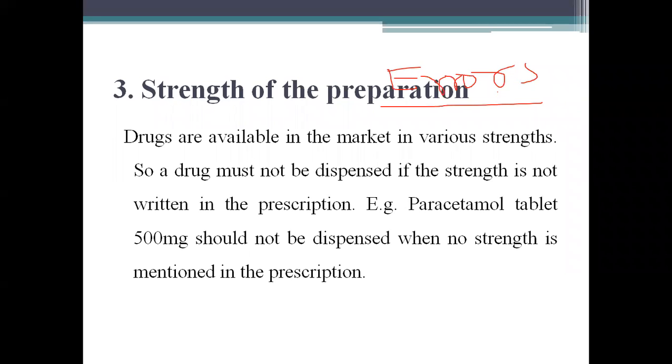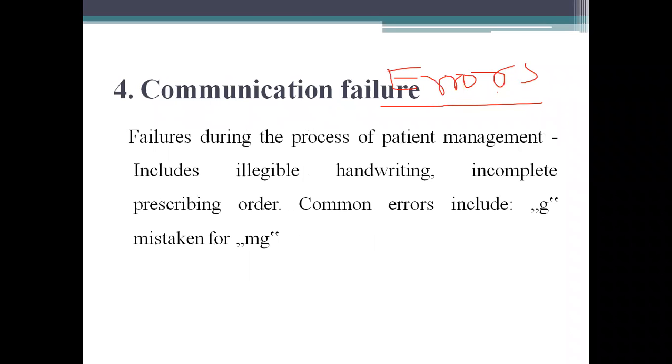First error कोणता होता? फर्स्ट एरर होता अब्रिवेशन. सेकंड एरर कोणता होता? नेम ऑफ द ड्रग. थर्ड एरर कोणता आहे? स्ट्रेंथ ऑफ द प्रिपरेशन्स. ओके, 3 एरर आपण पाहिले. दिस इज द फोर्थ एरर, that is communication failure. Communication failure, failures during the process of patient management. It includes illegible handwriting, incomplete prescribing order.